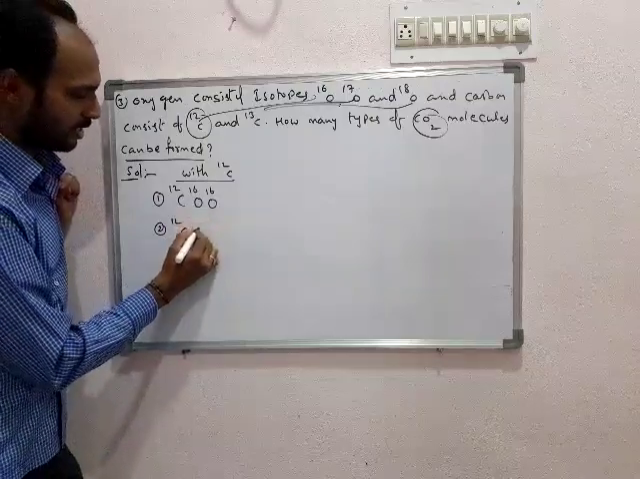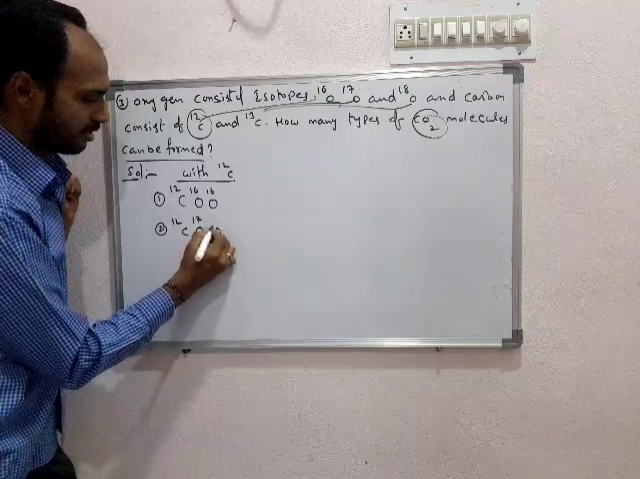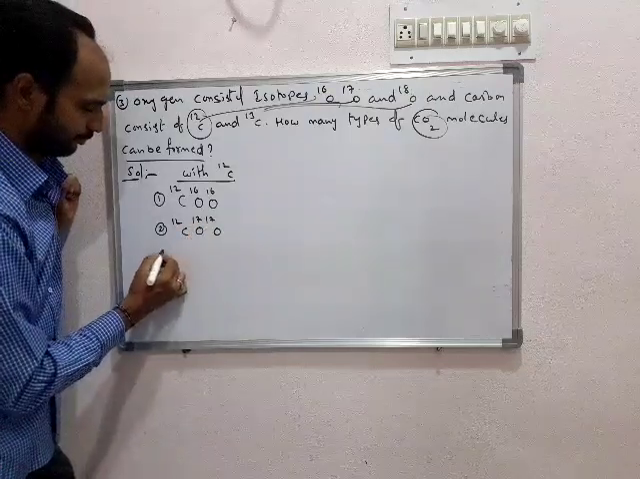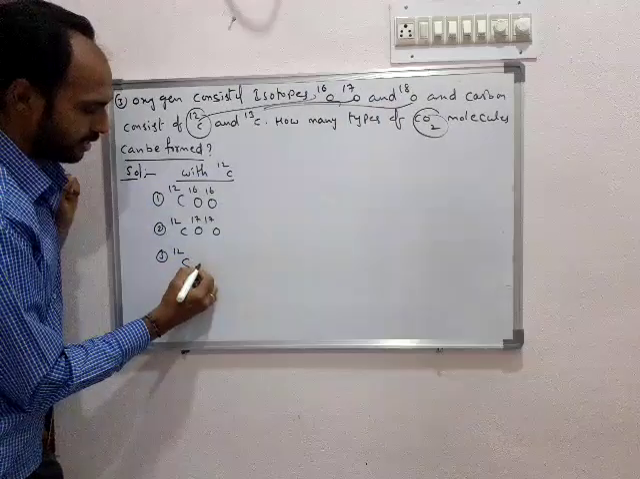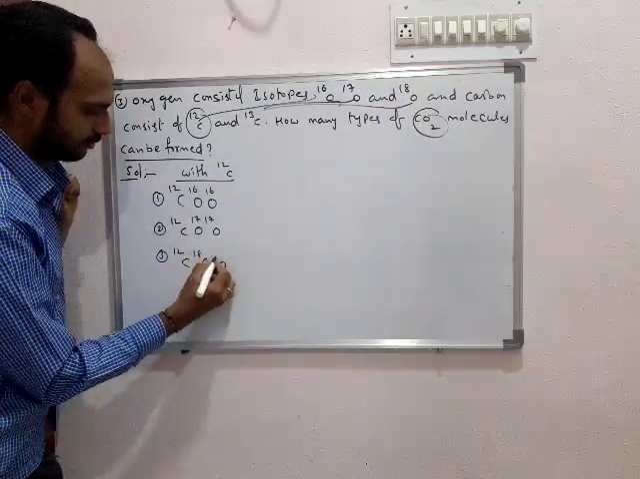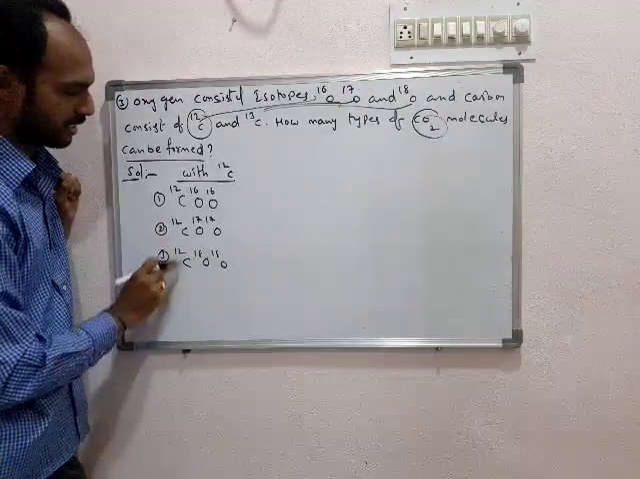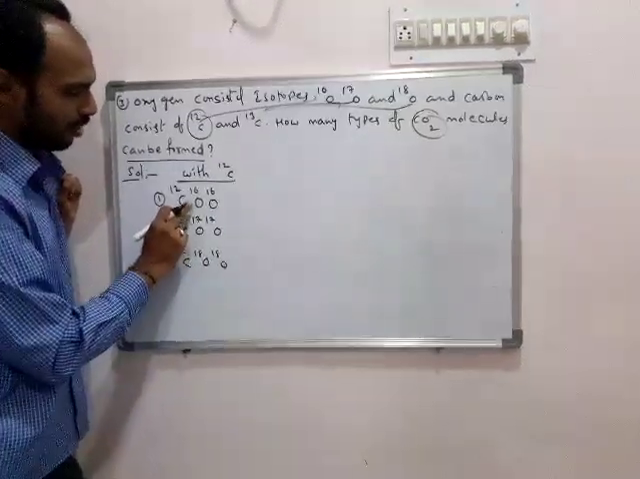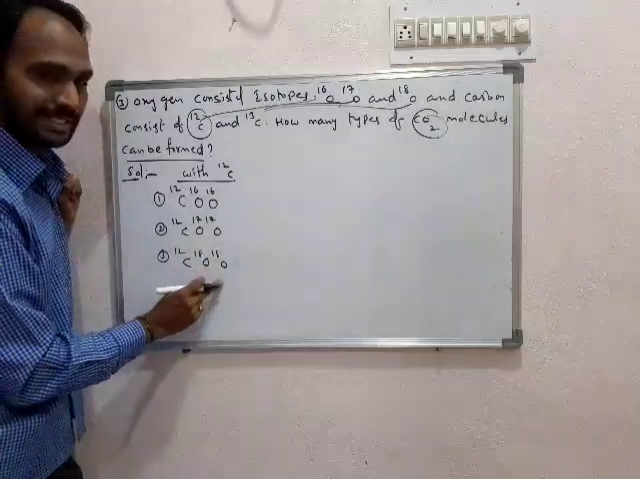Next we can change the oxygens with the help of O17, and next again we can use O18. So these are three different CO2 molecules in which C12 is present. Oxygens are present in 16, 16, 17, 17, 18, 18 form.